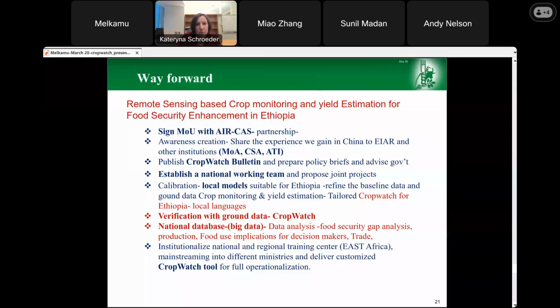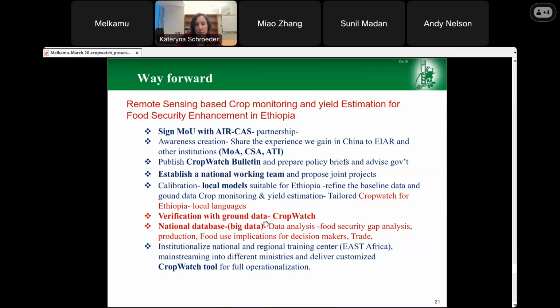There is also verification with ground truth data for the CropWatch system, and again a national database system, which means big data analysis for food security gap analysis. We have to have this also. Institutionalization: the CropWatch system should be centralized in our country. We think in that way, so we have this as a way forward.